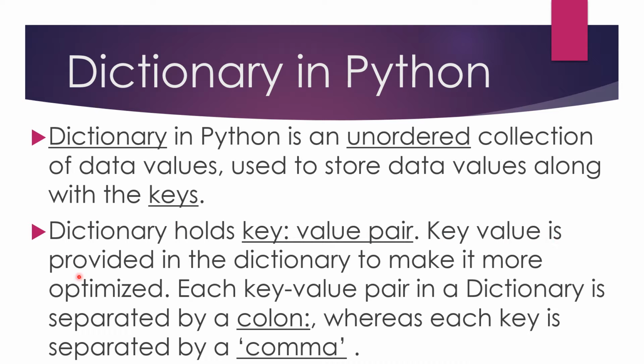Key-value is provided in the dictionary to make it more optimized. Why is key-value used? To make the dictionary more optimized. A key-value pair in a dictionary is separated by a colon. Key and value are separated by a colon, as you can see, whereas each item is separated by a comma.